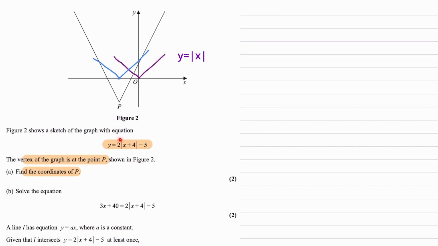Then the whole thing gets stretched vertically by scale factor 2. That doesn't affect this coordinate, but makes everything steeper. So it might look like that. And then the final part is the minus 5, which shifts everything down 5 places. So this vertex, which was at minus 4, 0, now sinks down to here and will become minus 4, minus 5. That is our answer to Part A.